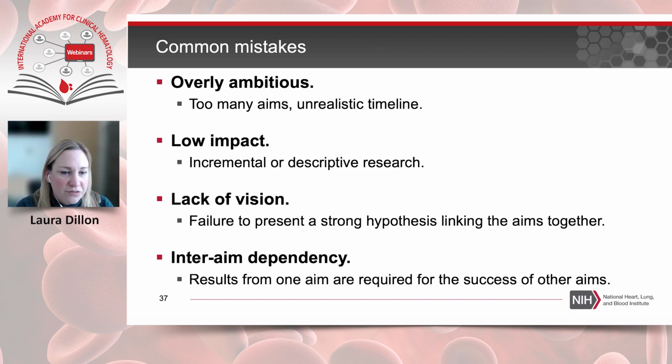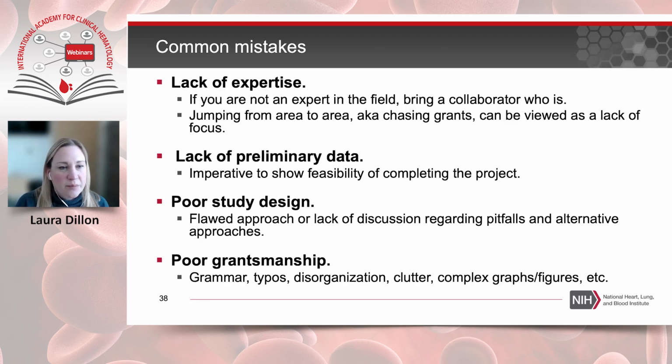Another thing would be lack of vision. This is a failure to present a strong hypothesis that's linking all the aims of the grant together. And while you want them to be linked together, you also want to avoid inter-aim dependency. This means that the results from one aim are required for the success of the other aims. So you want them to be connected, but also independent enough that if one aim fails, you can still continue with the grant and complete the other aims.